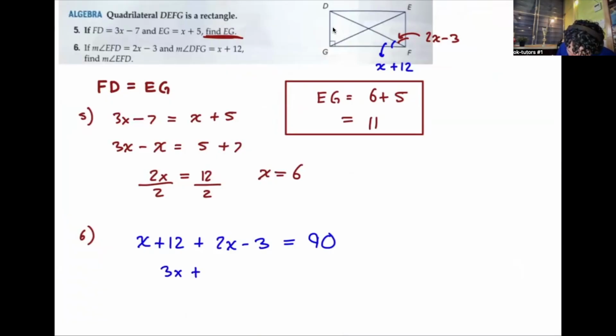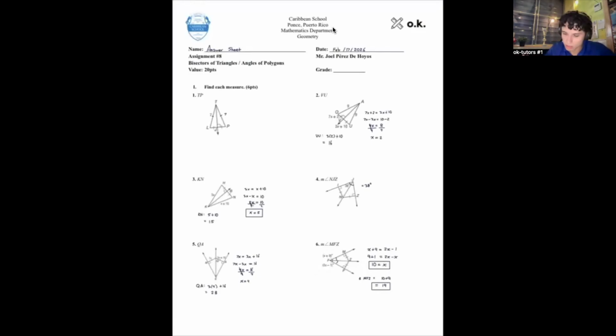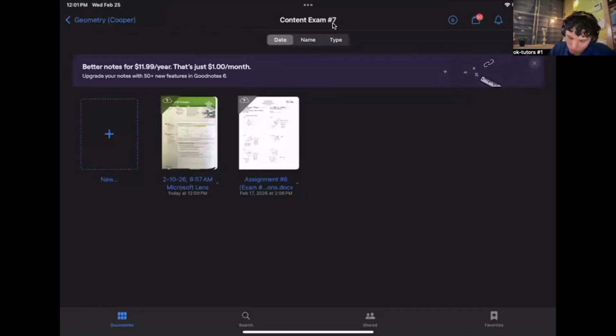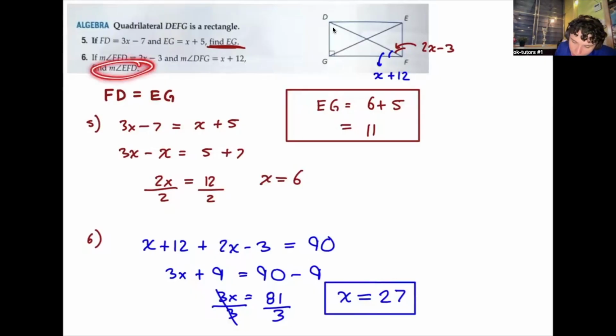3x plus 9 equals 90 minus 9. 3x equals 81 divided by 3. X equals 27. Let me check that's true. Okay. 27, 100%. I was correct. So x equals 27. But they're telling me find the value of EFD.